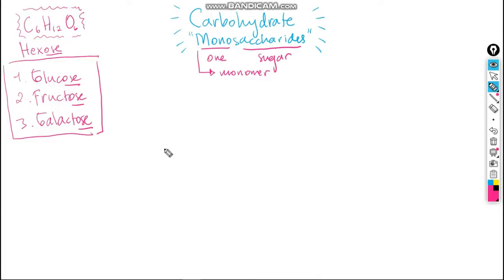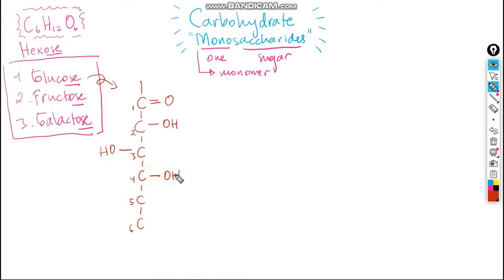Let's take a look at the structure of glucose. 1, 2, 3, 4, 5, and 6. So let's number the carbons first. Then we add some side chains, carbon with oxygen, this one with the hydroxyl group or OH group as we can call it. In this case, the OH group is in the opposite direction. So back to the right side again. This one is to the right side again.